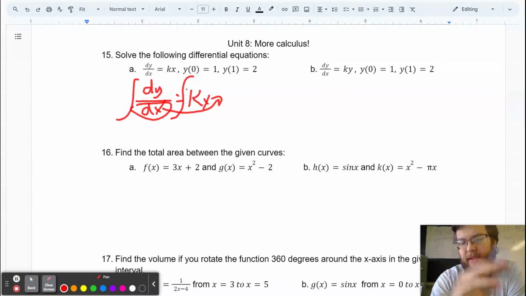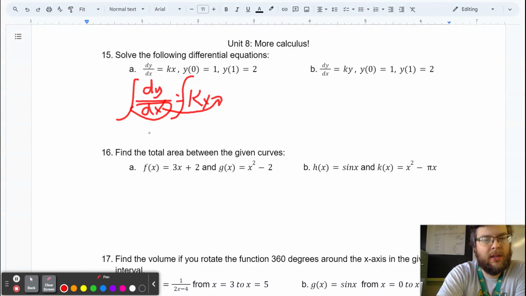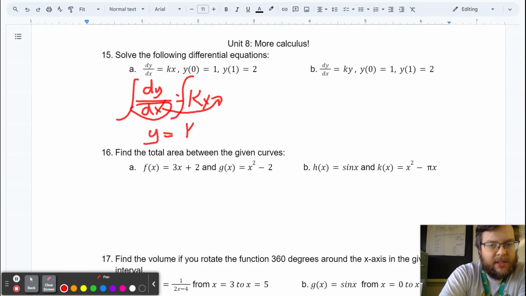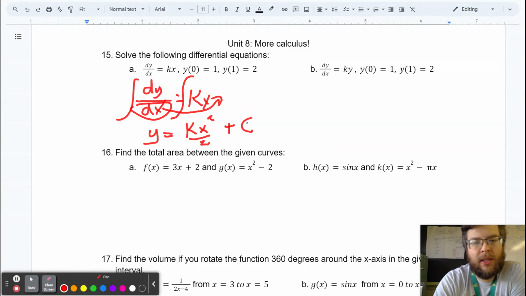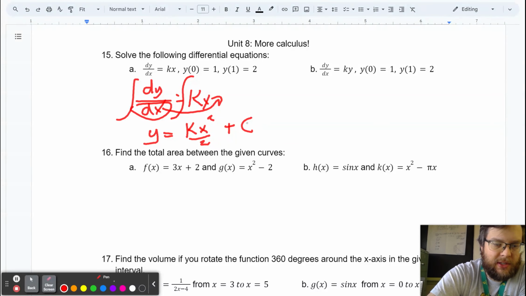I've got my x's on one side, my y's on the other. The integral of dy will just be y. The integral of kx dx will just be kx squared over 2 plus c. And then I have my initial conditions. My first initial condition says y of 0 equals 1. So I pop a 0 there, and I pop a 1 right there.